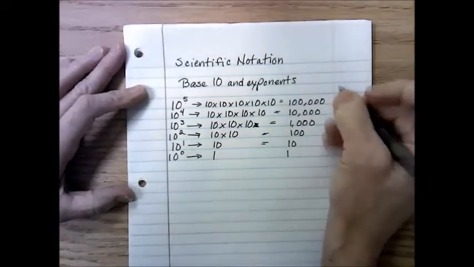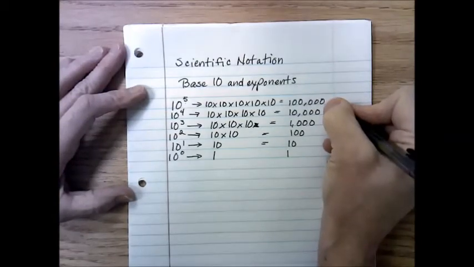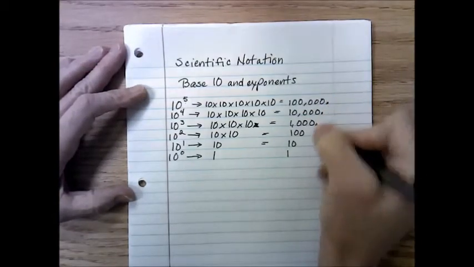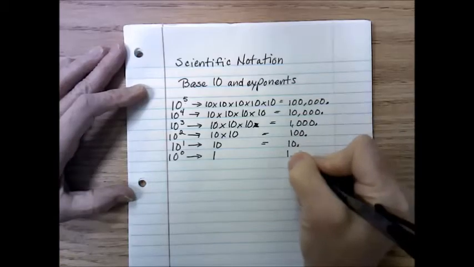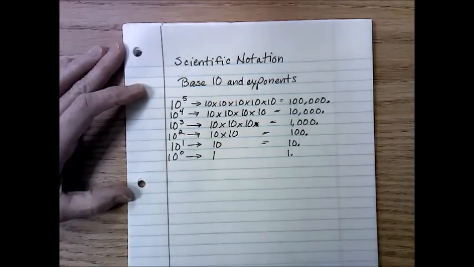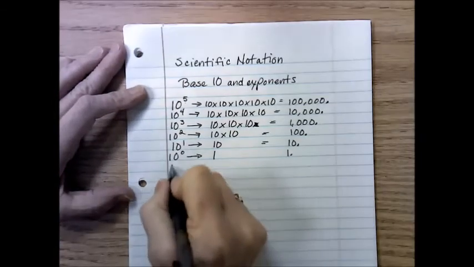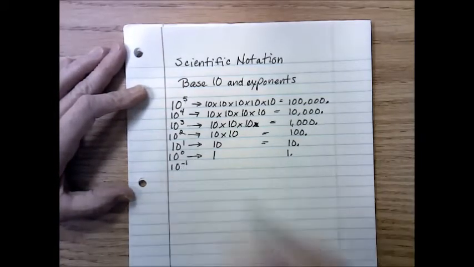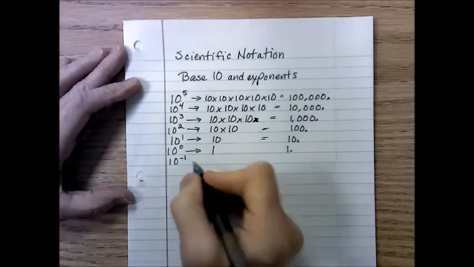Now notice with these numbers, there's an imaginary decimal point, and it keeps moving to the left, doesn't it, as we go. We're reducing our number. It's getting smaller as the exponent got smaller. What happens if we have a negative exponent, like 10 to the negative 1st?